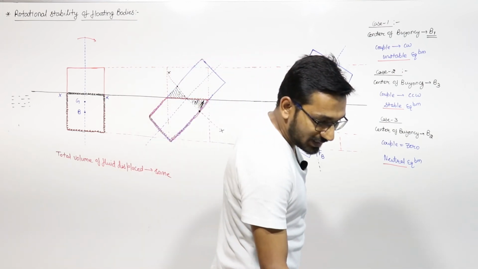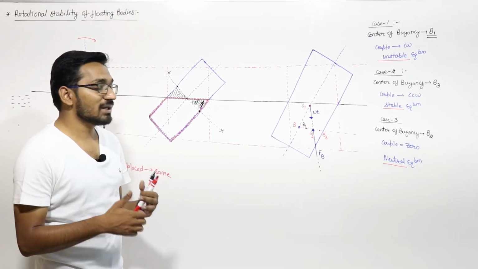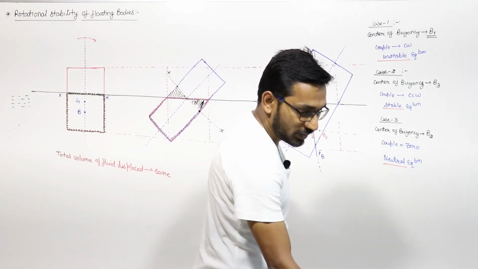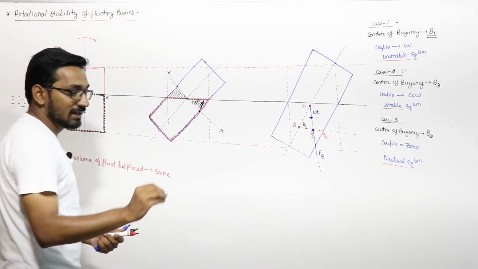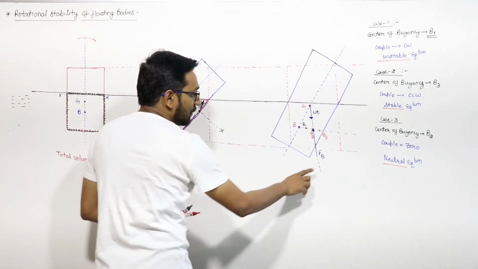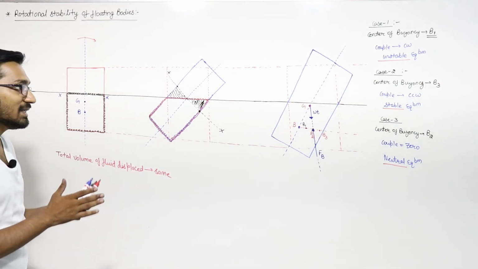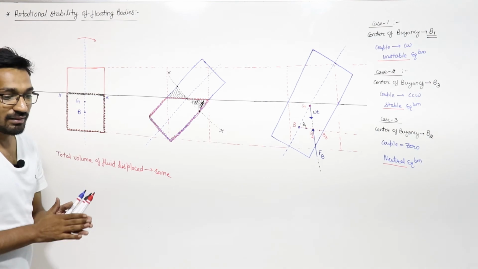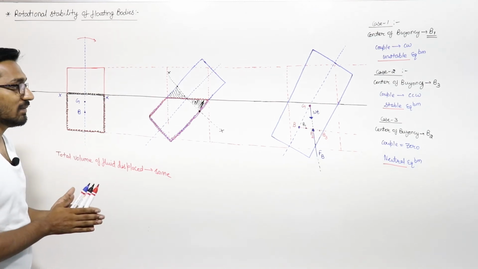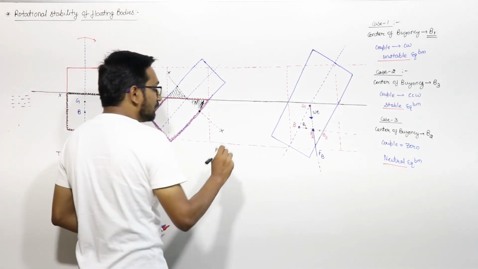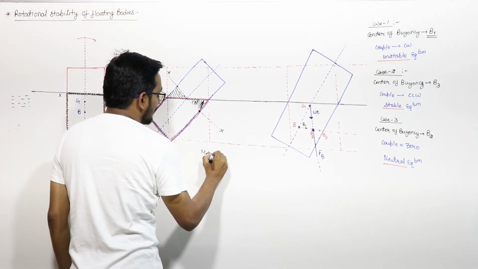So you cannot tell whether the equilibrium is stable, unstable or neutral from the center of buoyancy alone. That's why you need another point, by seeing the position of which you can say whether the system is in stable, unstable or neutral equilibrium. And that point, which specifies the state of equilibrium, is known as the meta-center.